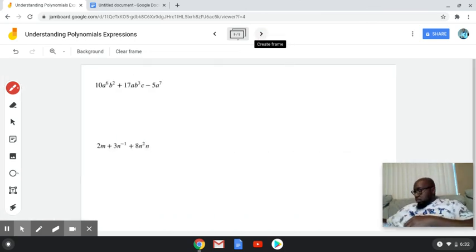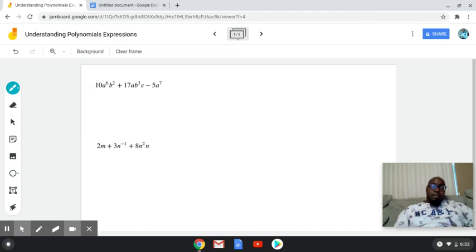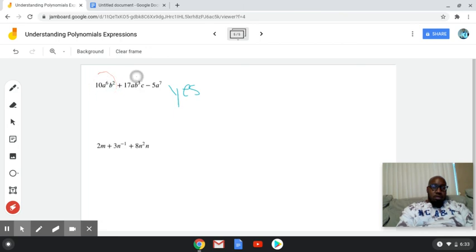Last ones. Is this expression a polynomial? If so, classify it by name and give me the degree. This one is a polynomial. Yes, it is. The name of this one: again, how many terms do we have? This is all together, that's one. That one's all together, that's two. That one's together, that's three. So this is called a trinomial again.